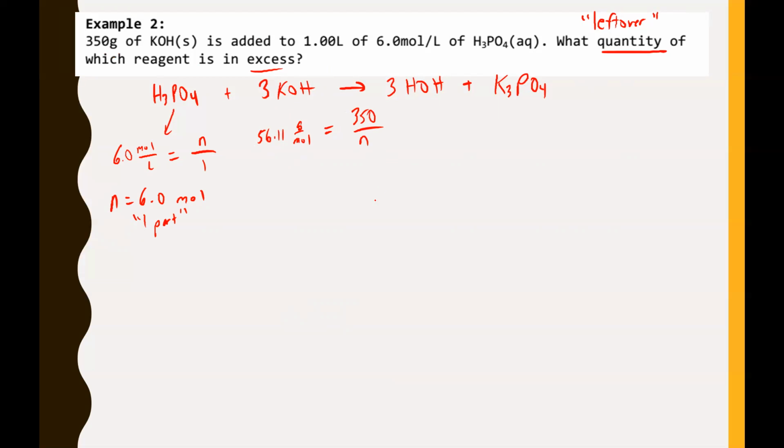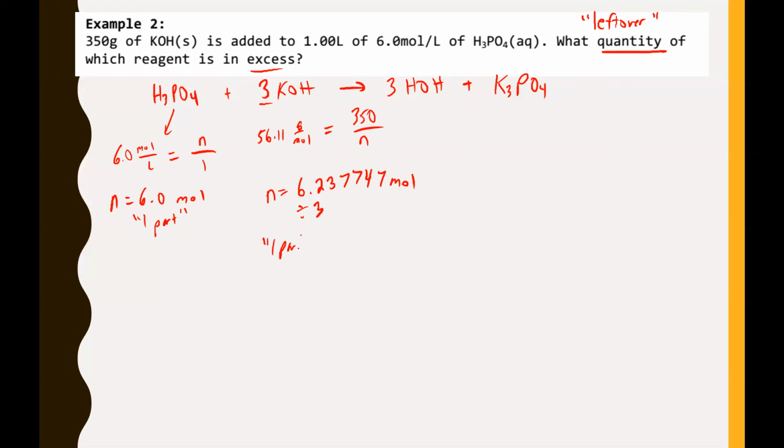Times by n on both sides, divide by 56, and you're going to see that n is going to equal 6.237747 moles. So just like the last question, you might see this number and go, oh, wow, this number is bigger than the other one. We're all good. But remember, just like the last one, this is 3 amounts. So we have to divide this by 3 to find the one part.